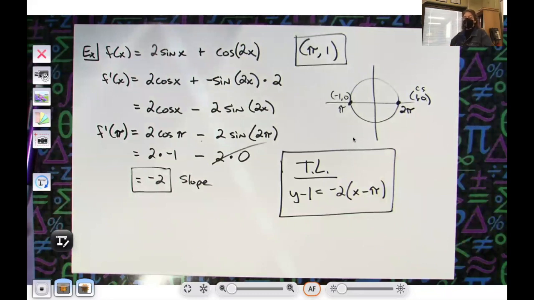Okay, so that's the only thing I wanted to do to review those two things before we started looking at functions and derivatives. Okay, are we good on the equation of the tangent line?